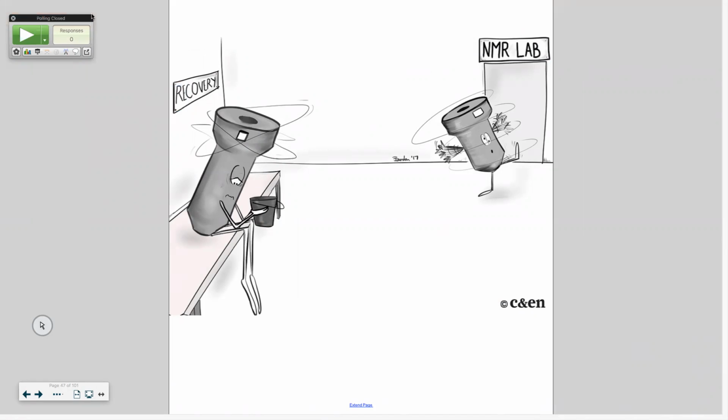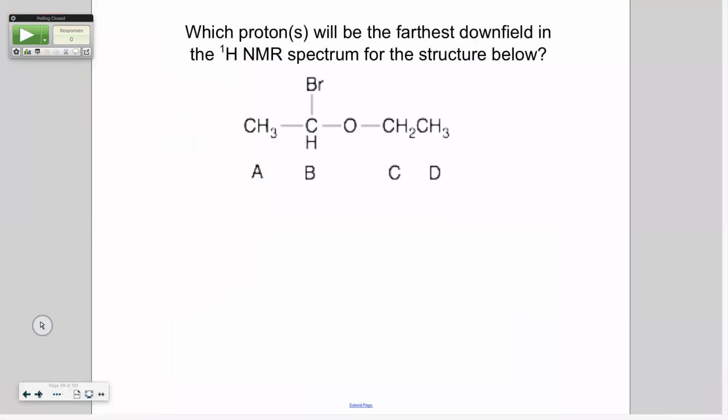Okay, so do you remember that I told you that when you put the tubes in the NMR that they spin? Okay, that's the air. They get a little for spinning so much.